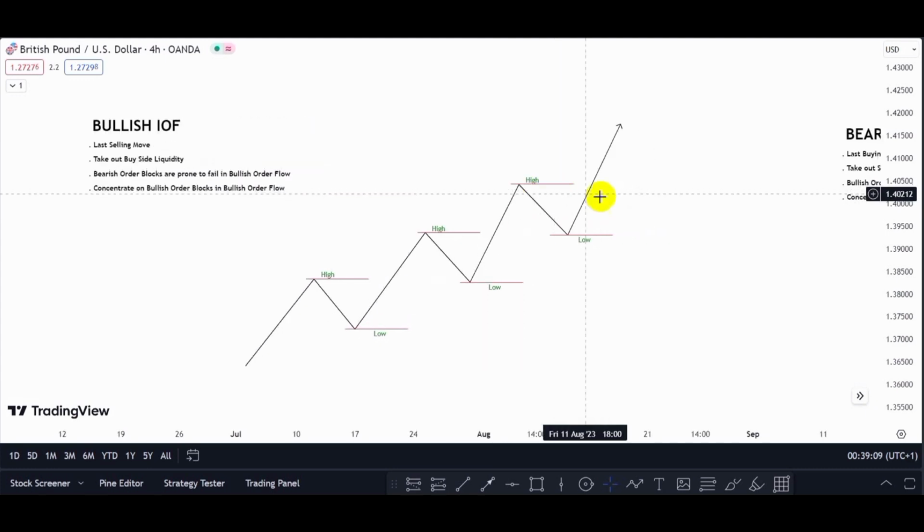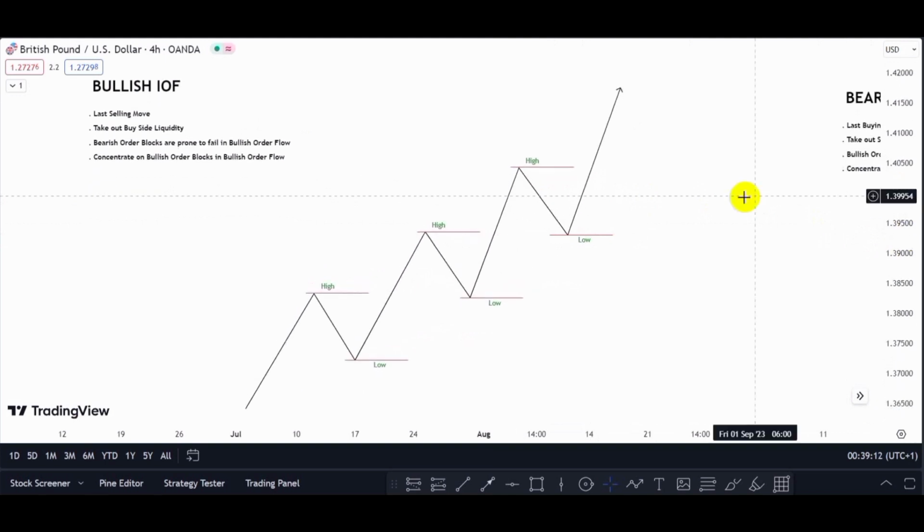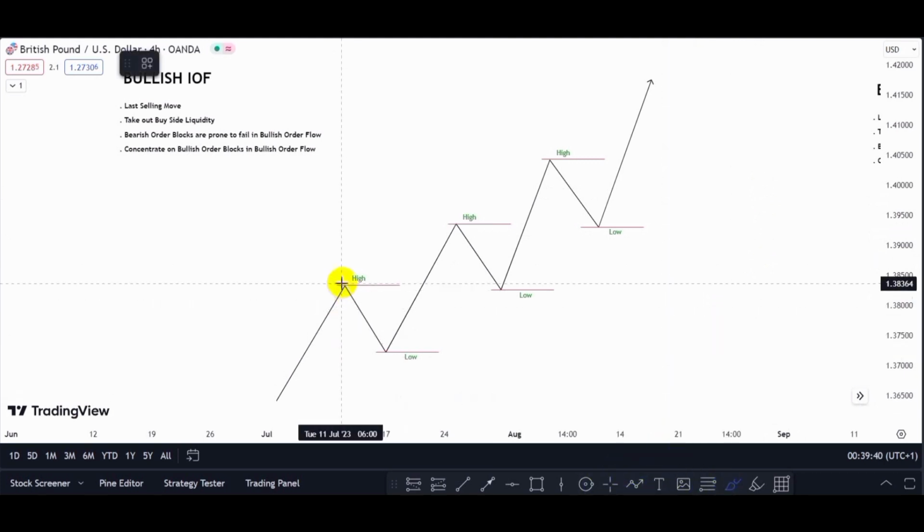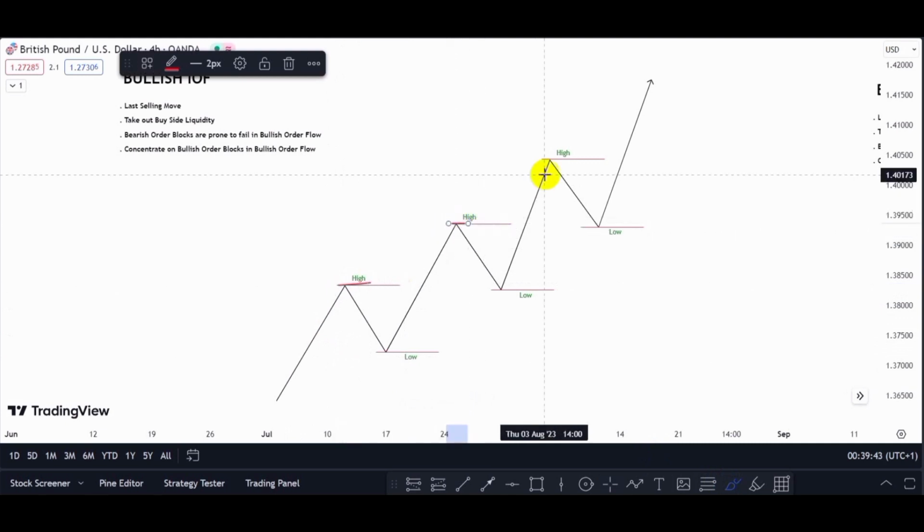So looking at the charts here, we have the bullish institutional order flow. In the bullish institutional order flow, we look at the selling move before the buy move, meaning we pay attention to the retracement before the impulsive move. And we must understand that in the bullish institutional order flow, the price is looking out to take out the buy side liquidity, which is this region, the high of the market. That is the swing point that the bullish institutional order flow is looking to take out.